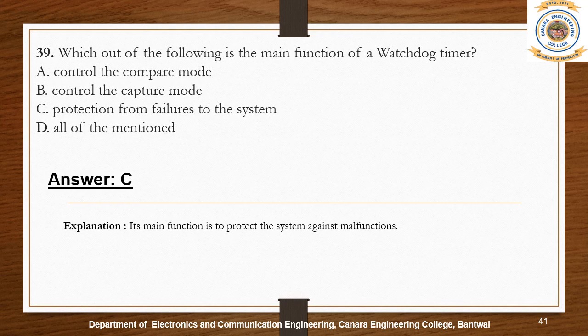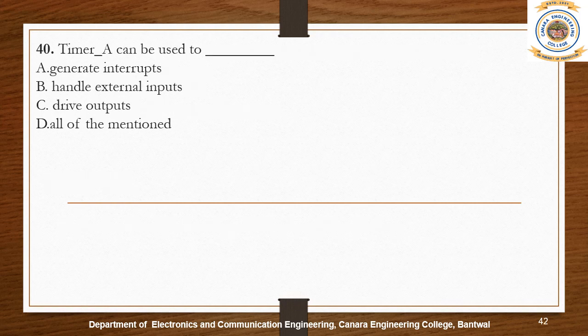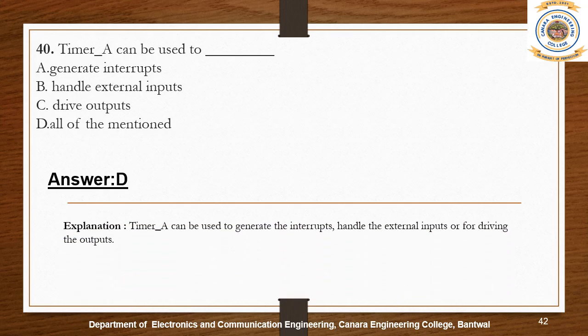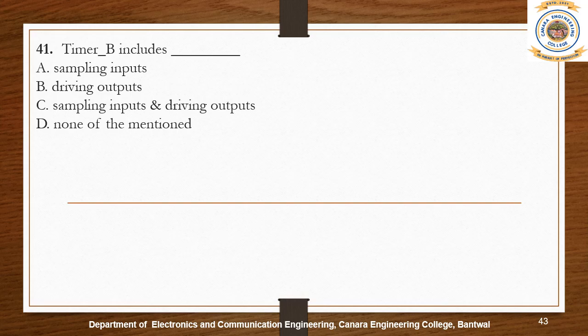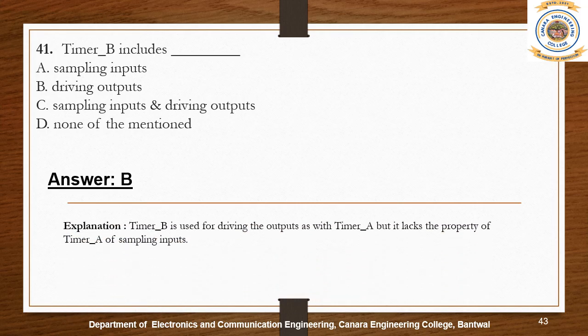It is to avoid malfunctions, and in some cases even to reduce the power consumption in mobile phones. Timer A in MSP430 can generate interrupts, handle external inputs, and drive the outputs. So it has 3 functionalities: generating interrupts, handling external inputs, and driving the output. Timer B, unlike timer A, lacks the property of sampling the inputs, so it cannot be used as an input device. Timer B is only used for driving the outputs.